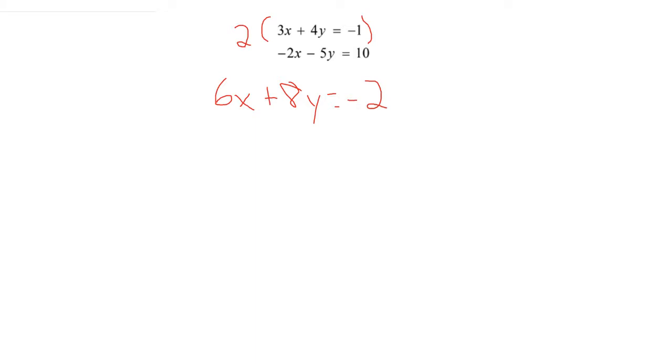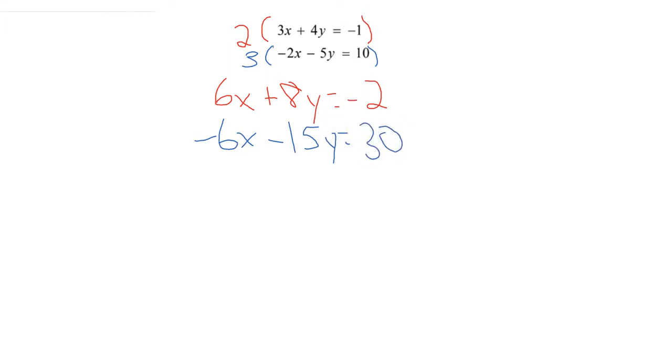And now I'm going to do the same thing for the bottom, except I'm going to multiply it by a 3. So I'm going to have negative 6x minus 15y equals 30.